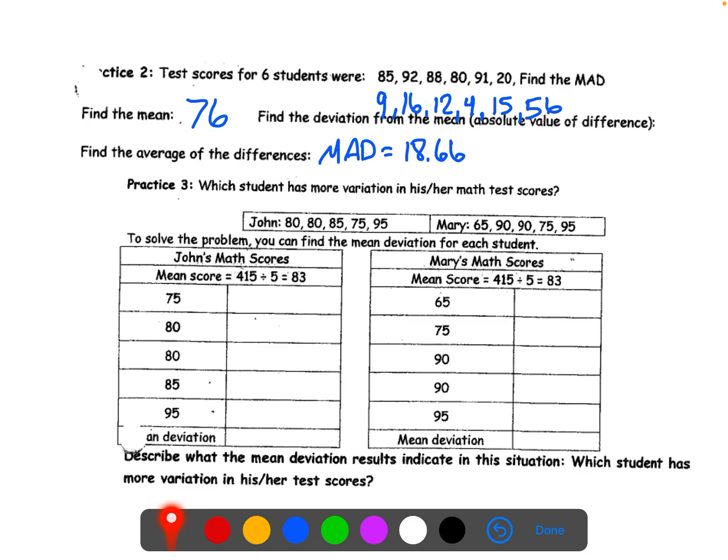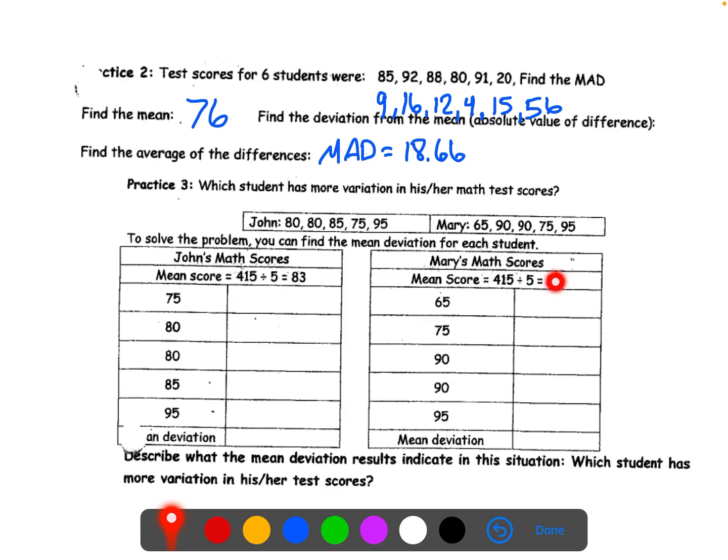Now lastly, we've got 2 sets of data. I'm going to find one, and I want you to find the other, and we're going to compare them. So which student has more variation in his or her math test scores? That's basically calculating the mean for John and for Mary. So for John, we'll calculate that. We've got John's mean score is listed for us as 83. Mary's is actually the same as well.